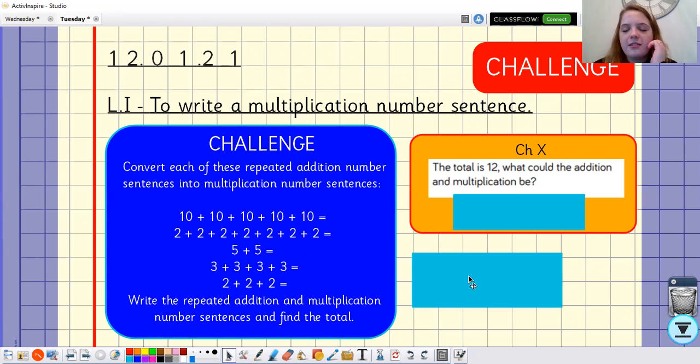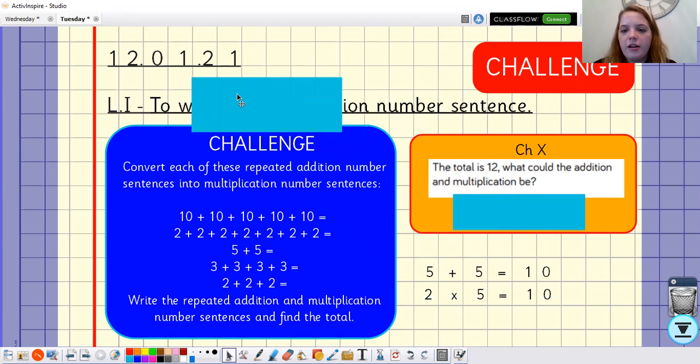Now, I've just done an example here so that you can see what that should look like. So I've done 5 add 5. So first of all, I've written 5 add 5, and I've counted in 5s to find my answer as 10. And then I've written my multiplication number sentence. 2 multiplied by 5 equals 10. 2 groups of 5 equals 10. Okay, so that's your challenge, to go through each of those number sentences and write the multiplication number sentence.